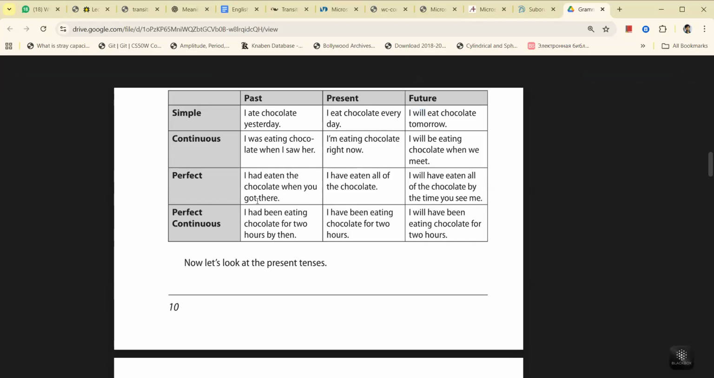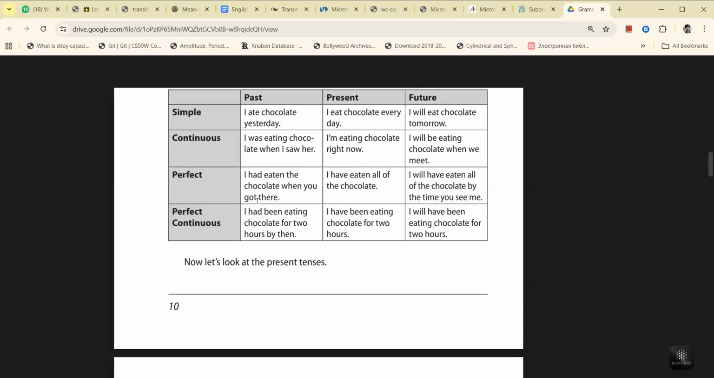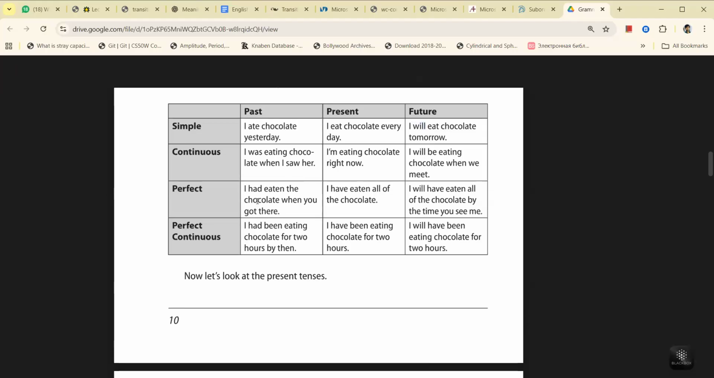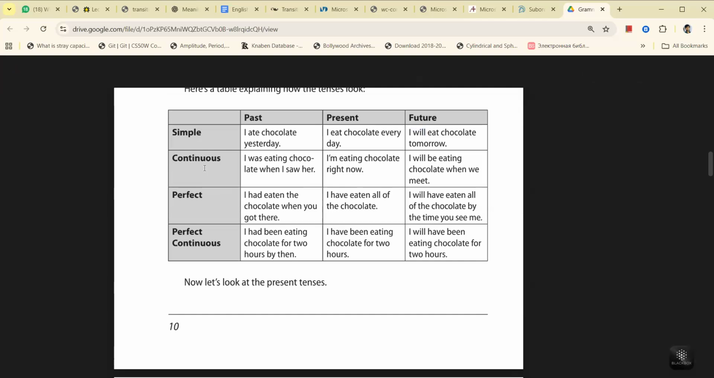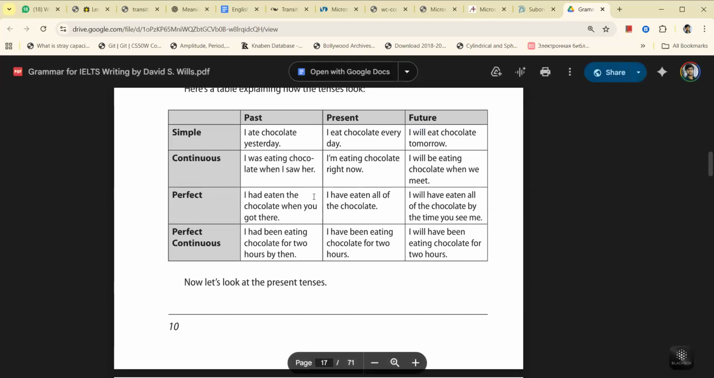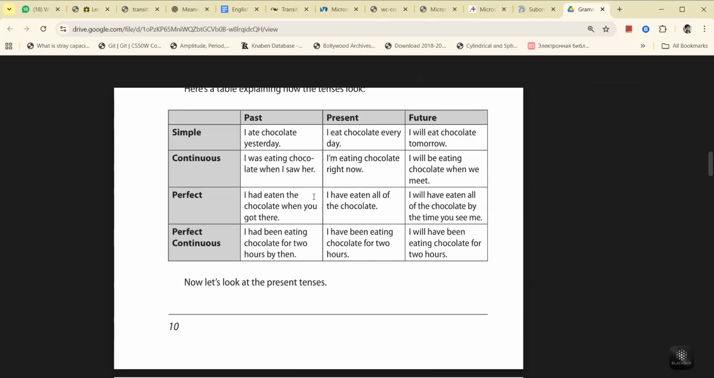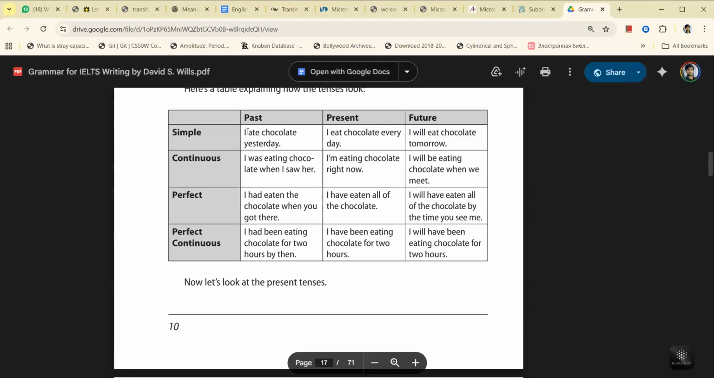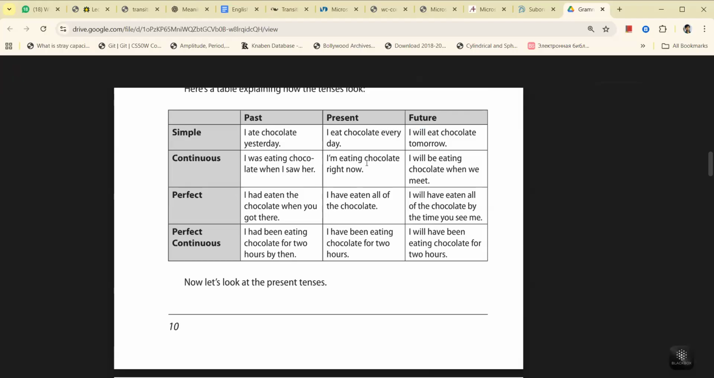If we say the same sentence in continuous tense. Past: I was eating chocolate when I saw her. So this is the past example. Now present: I'm eating chocolate right now. Okay. Future: I will be eating chocolate when we meet.